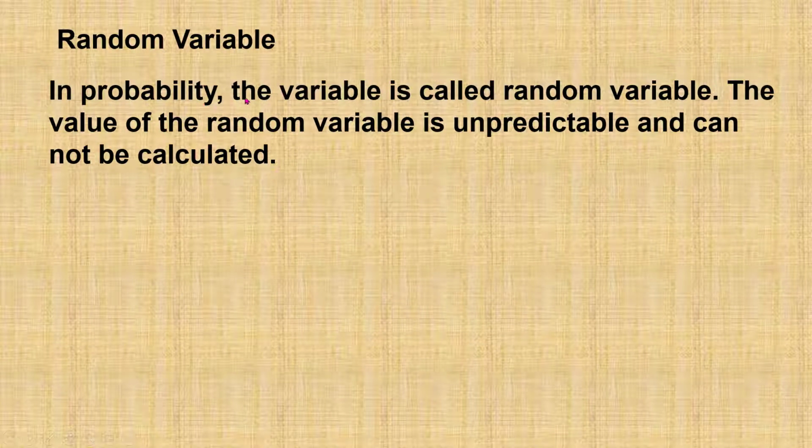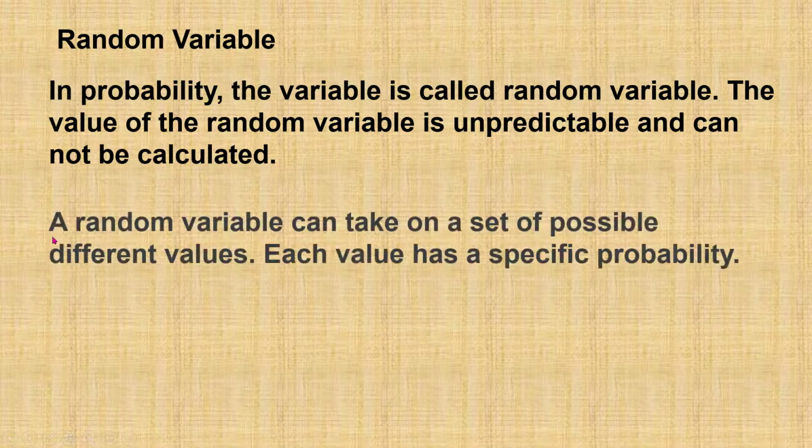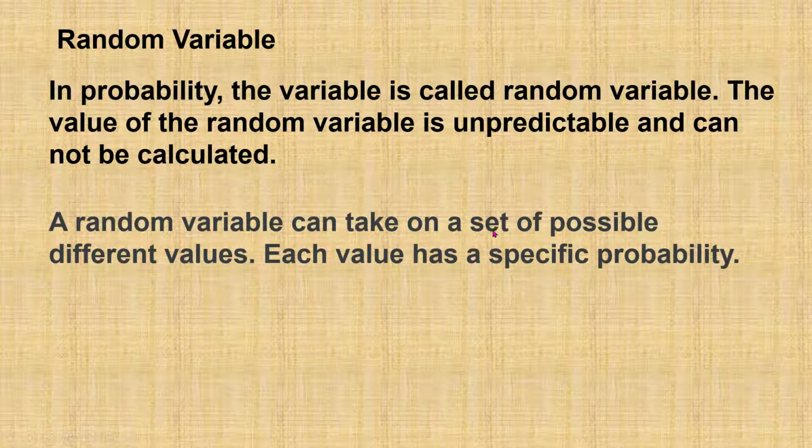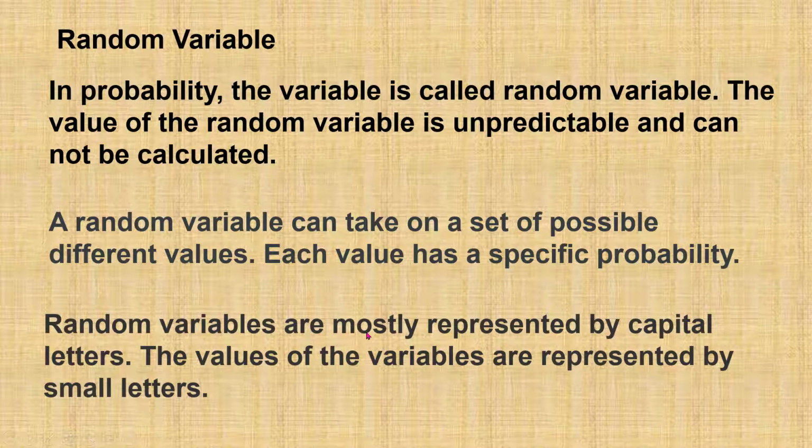In probability, the variable is called a random variable. The value of the random variable is unpredictable and cannot be calculated. A random variable can take on a set of possible different values. Each value has a specific probability. Random variables are mostly represented by capital letters. The values of the variables are represented by small letters.